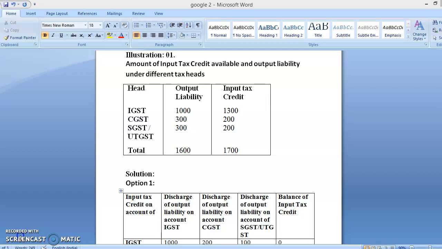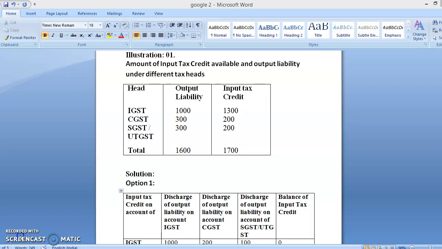According to Section 88A, input tax credit on account of IGST is first to be utilized towards the payment of IGST tax liability, and the remaining amount is to be utilized towards the payment of CGST or SGST or UTGST in any order. Again, I am telling you, in any order, because the previous rules did not allow any order. According to the new rule, you can set off in any order.